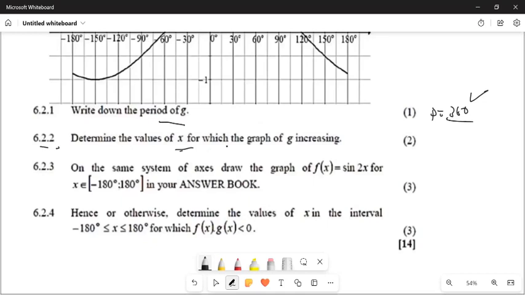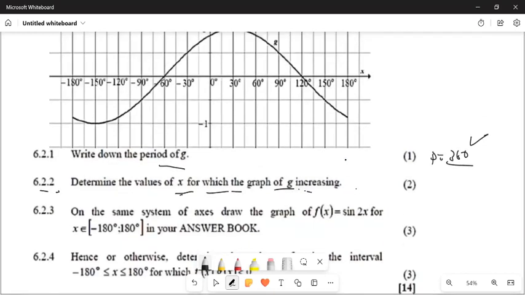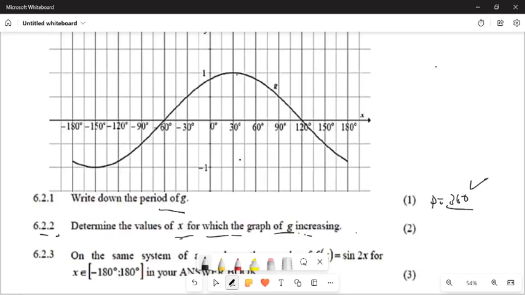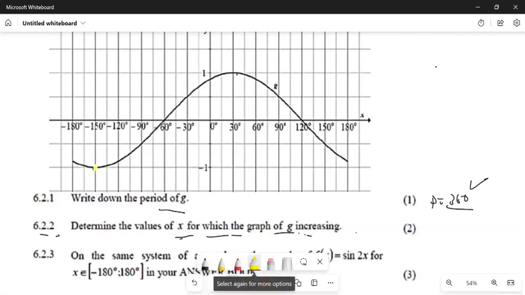6.2.2, they say determine the values of x for which the graph of g is increasing. So the graph of g is increasing. Look at the turning point. You always go from a turning point to a turning point to check whether your graph is increasing or decreasing. So if you go from here up until this turning point here, the graph is getting bigger and bigger and bigger here.